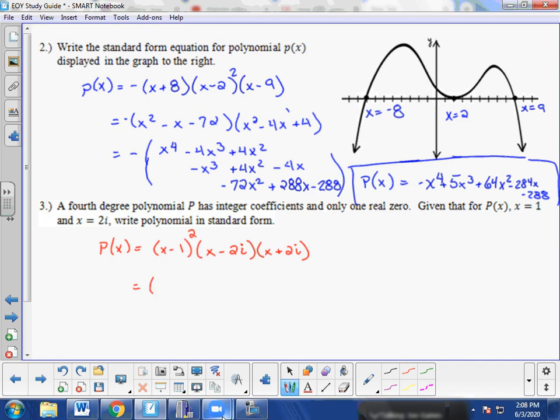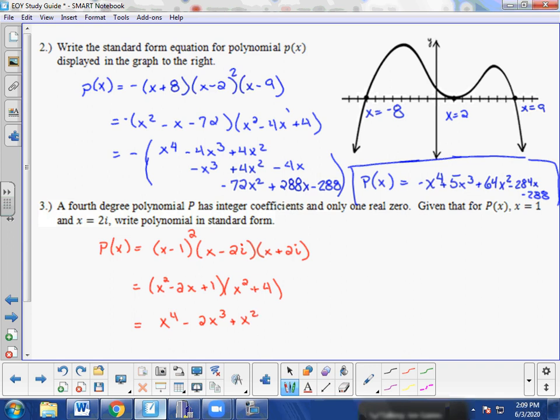So now, like the last one, we can multiply. So if I just take x minus 1 and I square it, this would give me x squared minus 2x plus 1. If I distribute an x minus 2i to an x plus 2i, this would give me x squared plus 4. And now I would need to distribute again. So x squared times x squared would be x to the fourth. Negative 2x times x squared would be negative 2x cubed. 1 times x squared would be x squared.